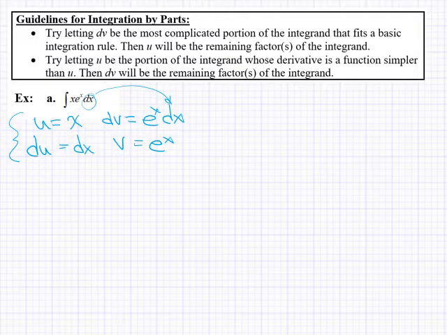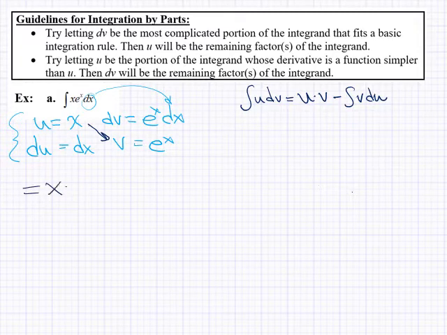And so I then have to apply integration by parts, which remember, if we have the integral of u dv, it should be u times v minus the integral of v du. That's our setup. So I have to do u times v, so that would be x e to the x, minus the integral of v du. So that would be minus the integral of e to the x dx.